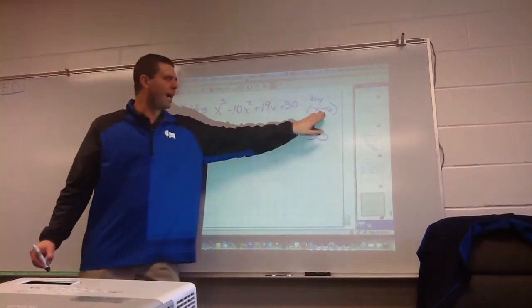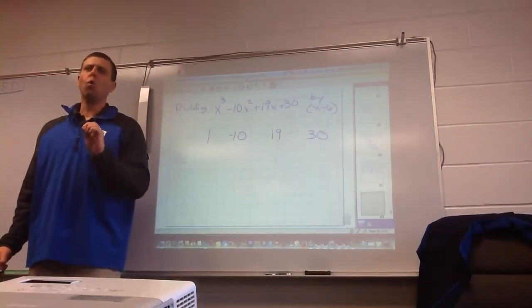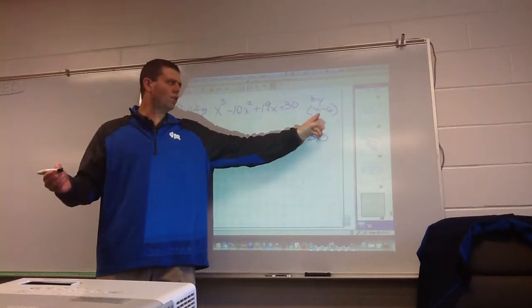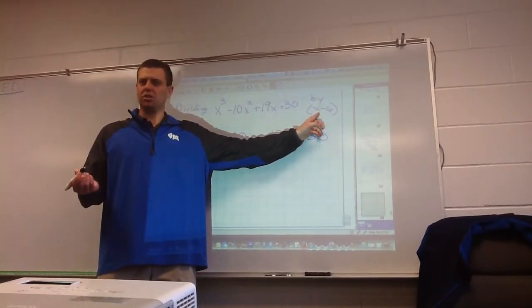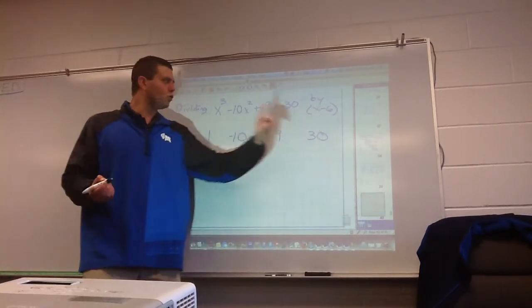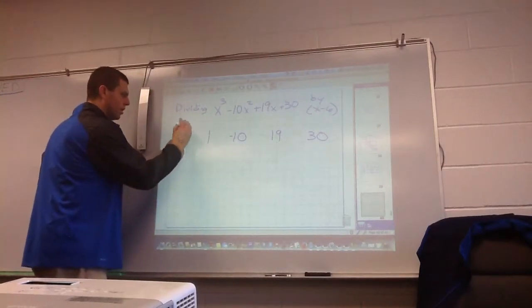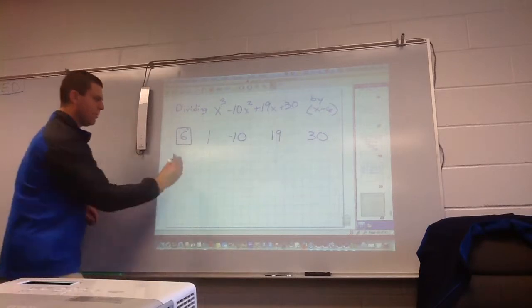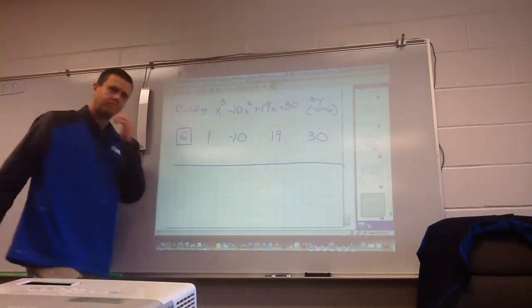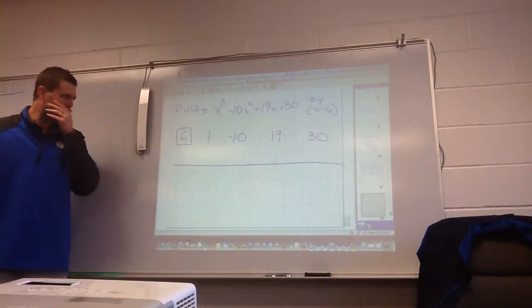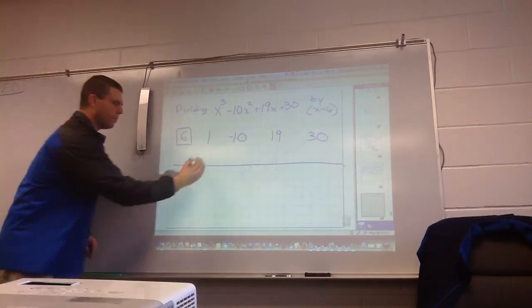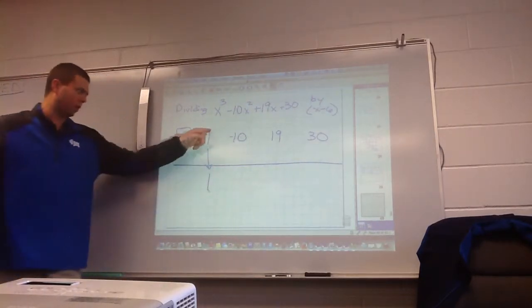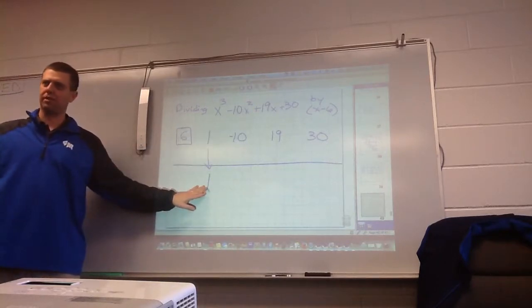Because I'm dividing by x minus 6, because x minus 6 is a factor, what do we know is the 0 of the function? 6. So I'm going to put 6 over here in a box, and I'm going to draw a line right here. Now watch what I do. The very first number we always just automatically drop below the line. So I'm going to put that 1 right down here. That's where I'm getting that 1 from.